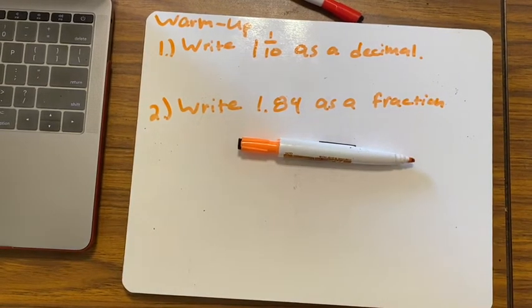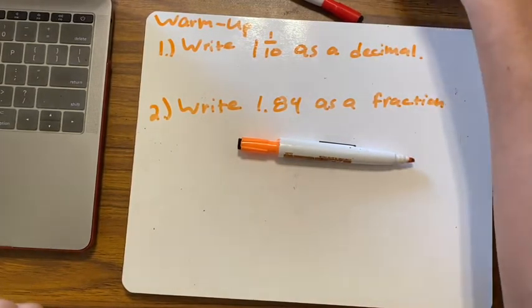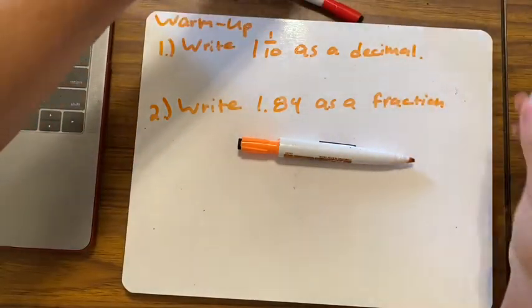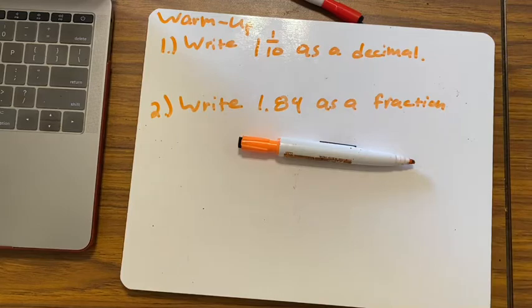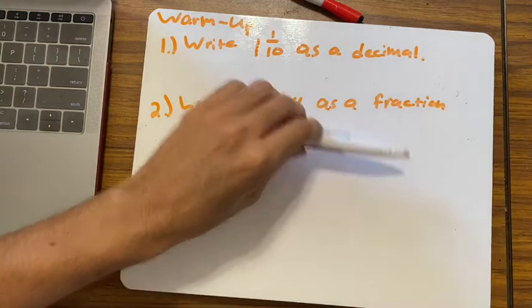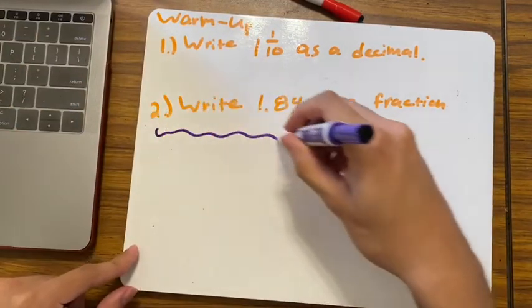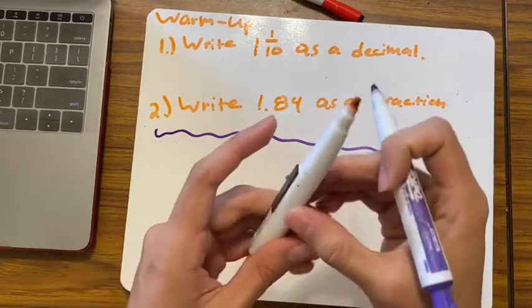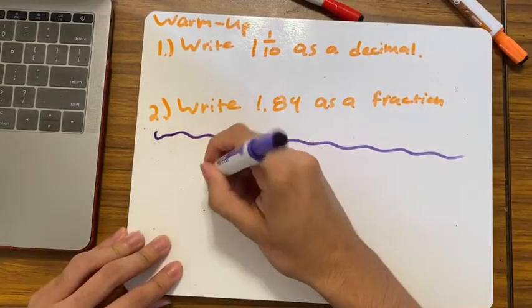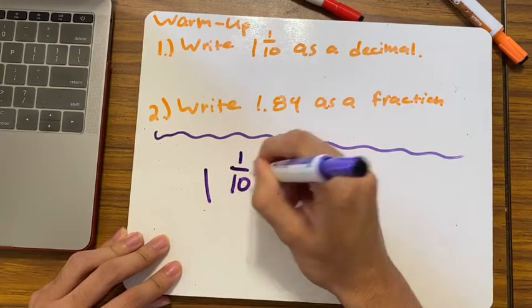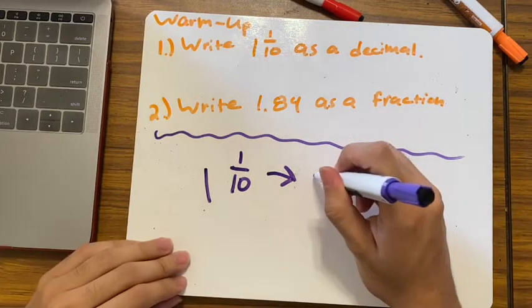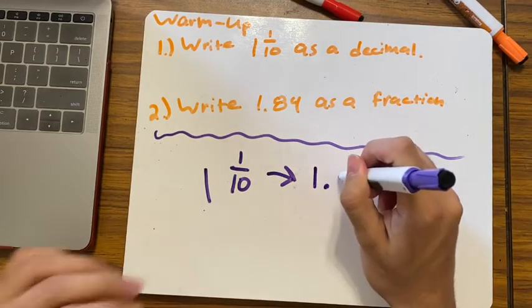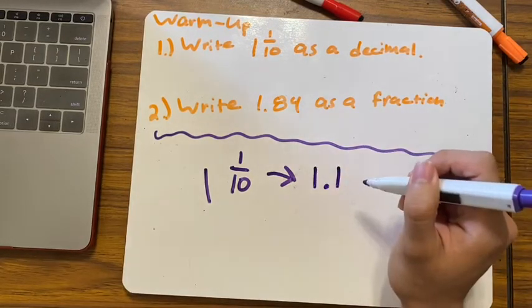Alright, so number 1 asks us to write 1 1/10 as a decimal. I'm going to go ahead and do that just right here at the bottom. So, if I have 1 1/10, well, as a decimal, we're going to have that as 1 whole and 1/10, 1.1.